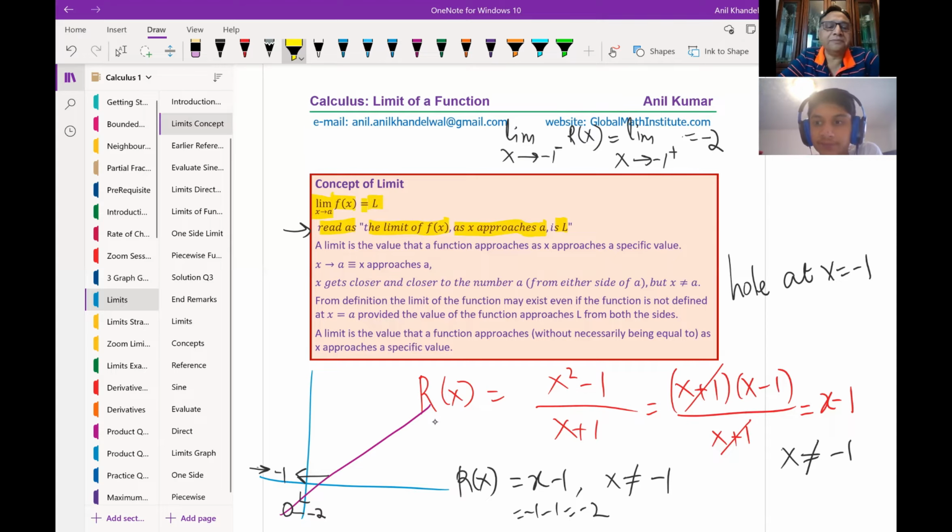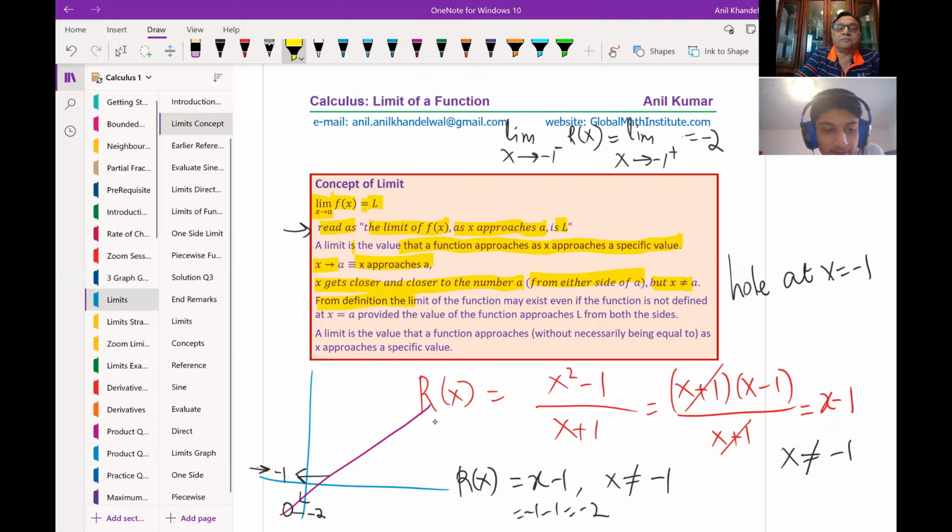Now, a limit is the value that a function approaches as x approaches a specific value, which we write like this: x approaches a, right? This is the x independent variable. X gets closer and closer to the number a from either side. You have to approach from both the sides and get the same value. But x is not equal to a, right? There is a restriction. It's a hole. You cannot be there.